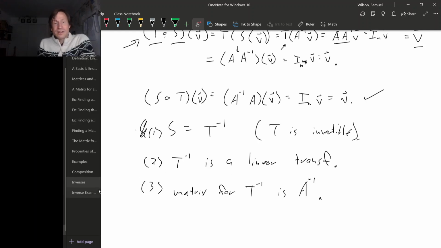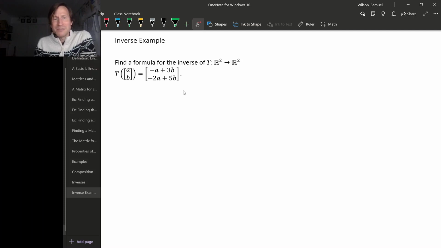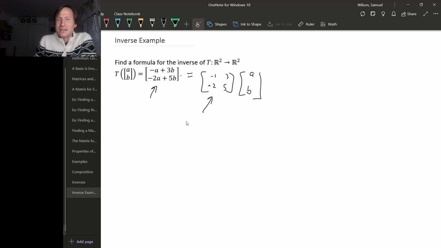All right, so let's look at an example of this. Let's find a formula for the inverse of this linear transformation. You could do this purely algebraically, but it would be a real pain, and we have a nicer way. One thing to notice about this linear transformation, I've written it just as some big output vector formula, but if you look at this formula just right, you'll see that it's the matrix -1, 3, -2, 5 times the vector AB. So that means that this matrix, let's call this A, represents T, the linear transformation T.